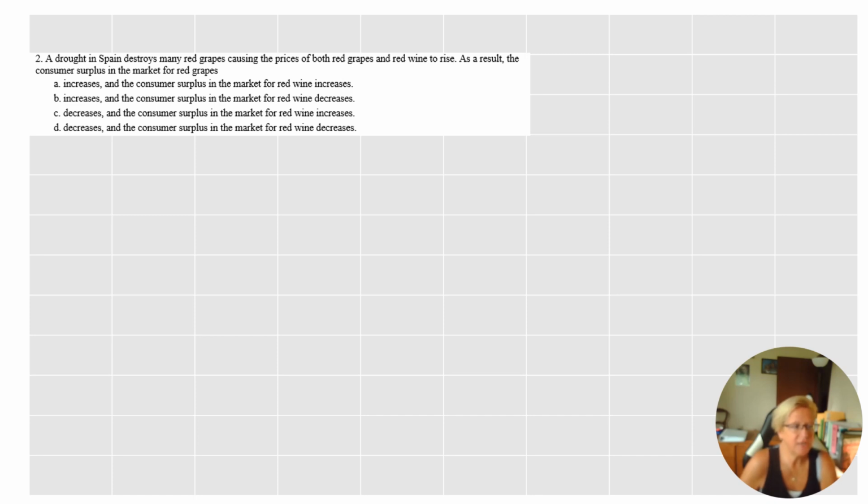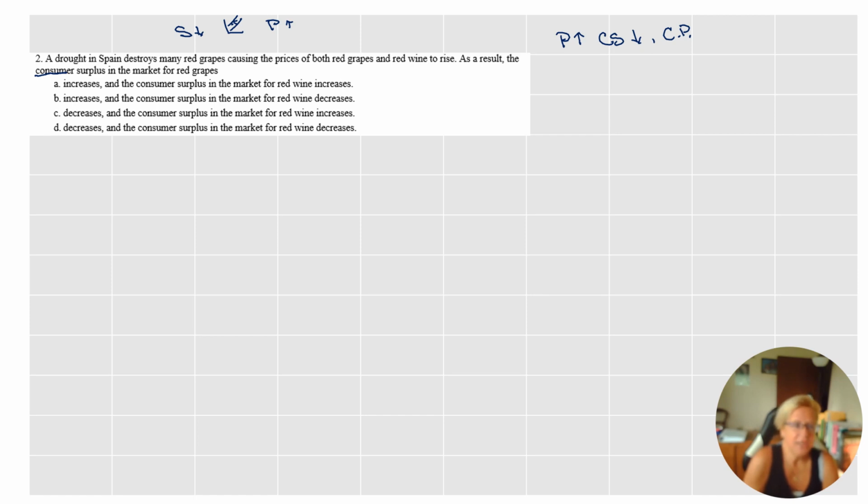A drought in Spain destroys many red grape crops, causing the prices of both red grapes and red wine to rise. As a result, the consumer surplus, so we're looking at consumer surplus now, in the market for red grapes does what? Okay, so we know as we look at this, Spain destroys red grapes, so that is a supply decrease. So the supply curve in the graph is shifting inward and to the left, which causes the price to increase. We also know as price increases, consumer surplus decreases, all else held constant or ceteris paribus.